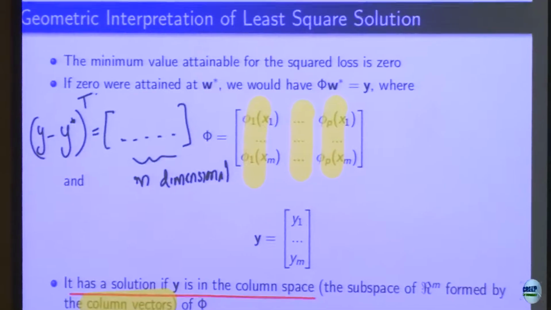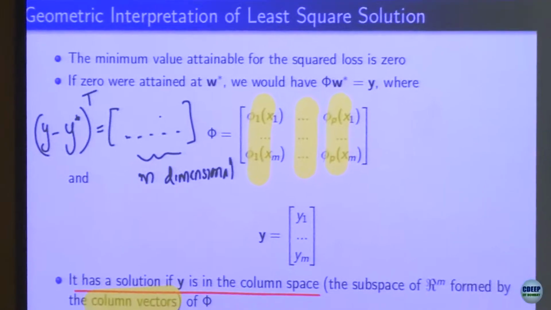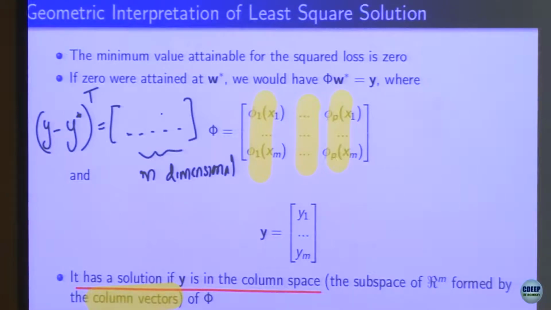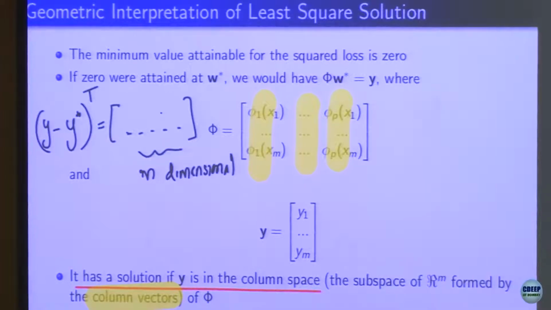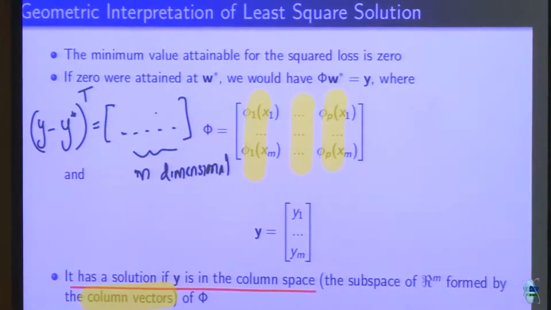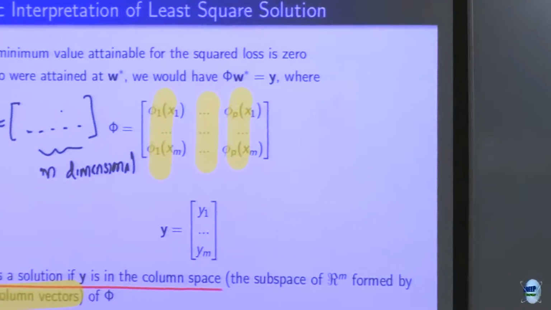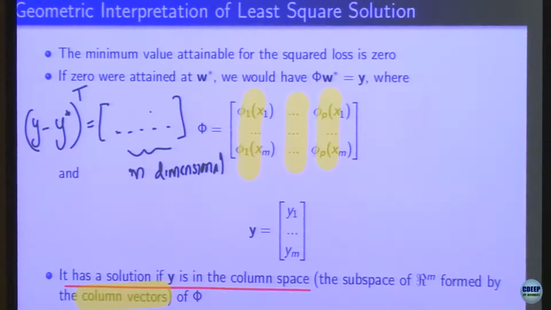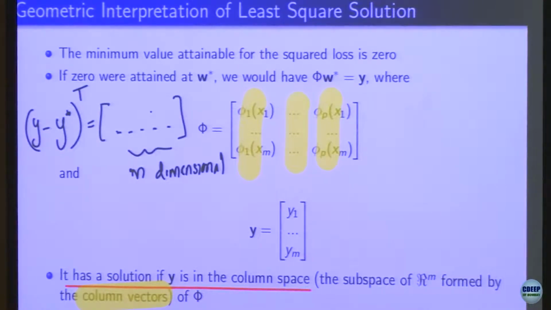Actually, y minus y star transpose. Y minus y star is a column vector. By default, any vector is a column vector. So y minus y star transpose is a row vector. And what are we requiring? That this is orthogonal to every column of phi. So I might as well say that y minus y star transpose phi is equal to 0. That's the whole point.